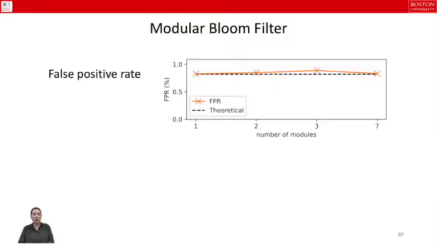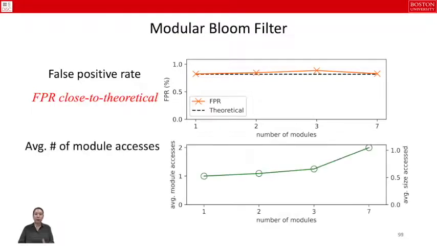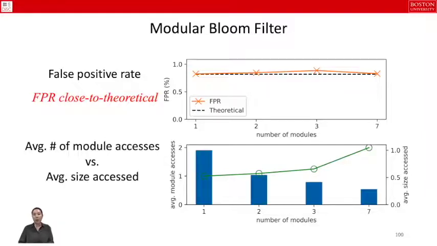We conducted a benchmark to see the first positive rate of the modular Bloom filter. As we can see, the modular Bloom filter shows a first positive rate that is close to the theoretical expectation. Next, we compare the average number of module accesses for various numbers of modules. The number of module accesses grows as there are more modules. However, the size of each module decreases as there are more modules. Thus, there are less space requirements when there are more modules.